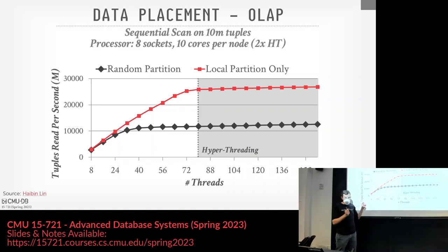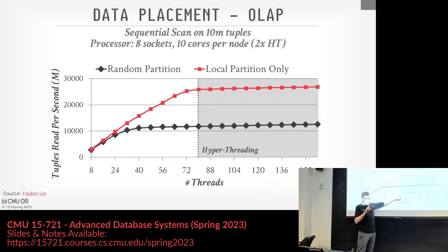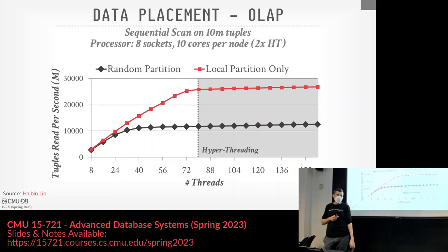Wait, sorry, say that again? I said there are 80 cores in total. In total, 8 sockets, 10 cores per node. So if there are 80 threads. Well, that's hyperthreading. You're talking about this demarcation here? Yeah, we'll get there. His question is, why in the beginning are they basically the same? And I'm saying that the probability that the thread is going to read data that's local to it increases because it's reading more data, whereas if it's randomly placed, you just happen to read data that could be local to you. Isn't it just because there's fewer threads? I don't know.